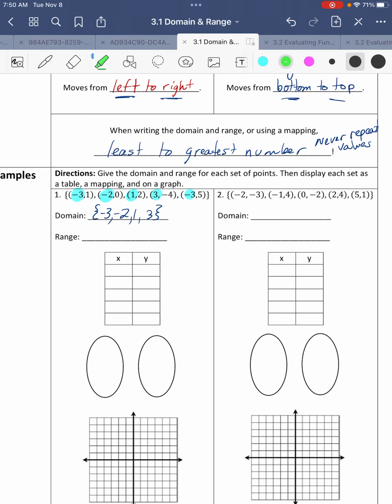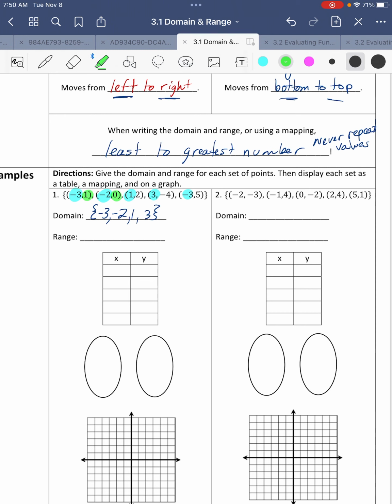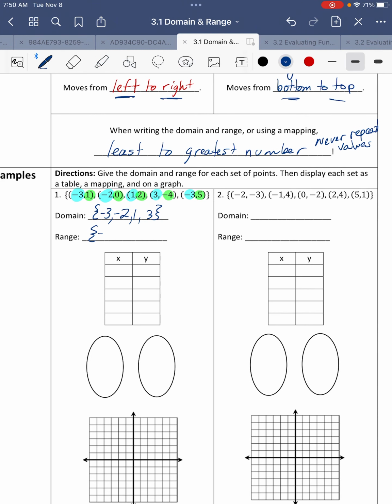When it comes to our range, we have 1, 0, 2, -4, -5. So we have -4, 0, 1, 2, and 5. No repeats.